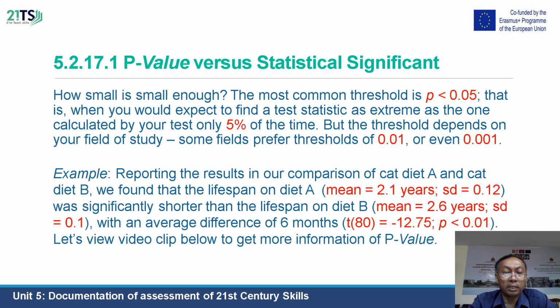Example: reporting the results. In our comparison of cat diet A and cat diet B, we found that the lifespan on diet A (mean equals 2.1 years, standard deviation equals 0.12) was significantly shorter than the lifespan on diet B (mean equals 2.6 years, standard deviation equals 0.1), with an average difference of 6 months. t equals minus 12.75, where the p-value is lower than 0.01.